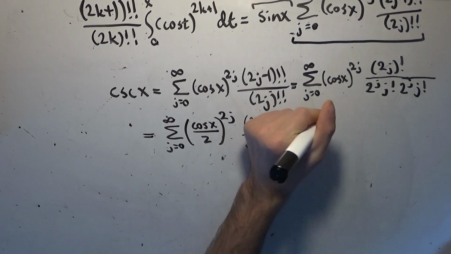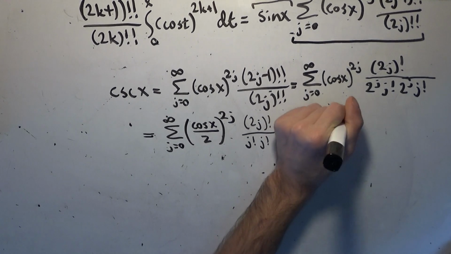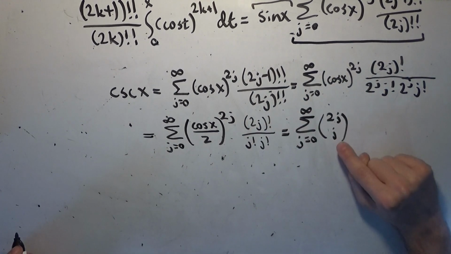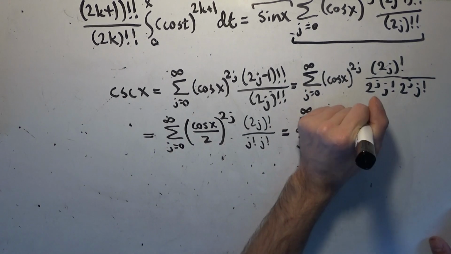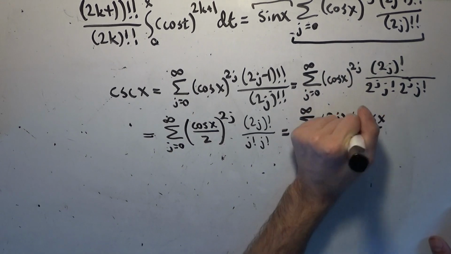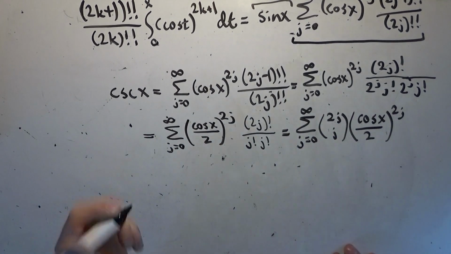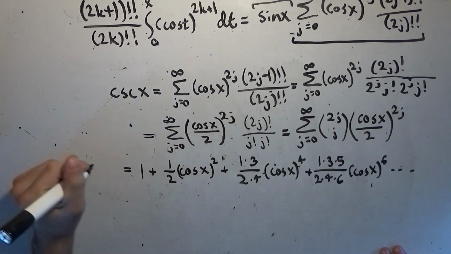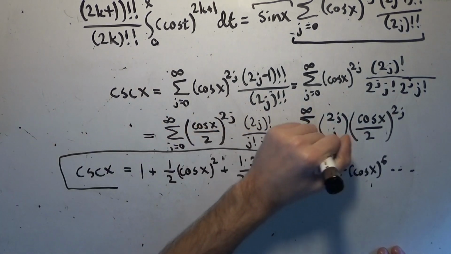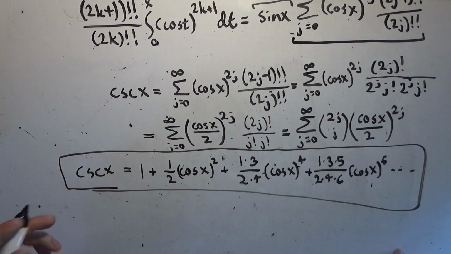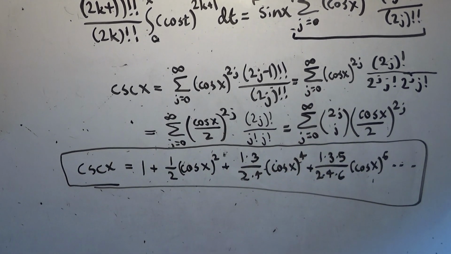So we have the sum from j equals 0 to infinity of 2j choose j. So if you had 2j objects, this is how many ways you can pick j of them out of all the objects. And so this might be the most elegant expression for the cosecant of x that I've honestly ever seen. This is just an absolutely lovely representation of the cosecant function, or 1 over the sine, that is both an infinite sum and in terms of powers of the cosine of all things.